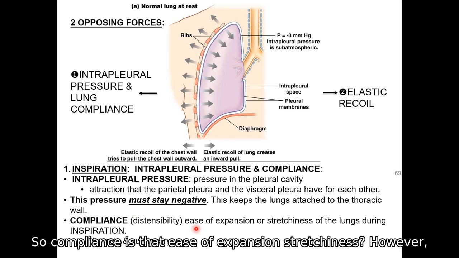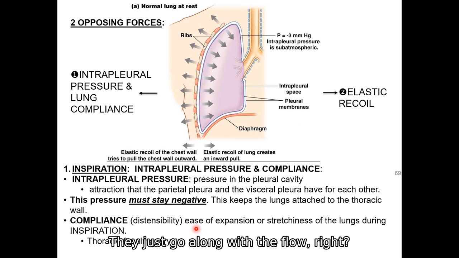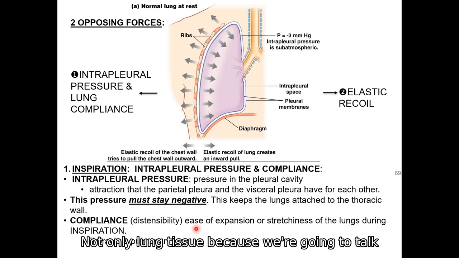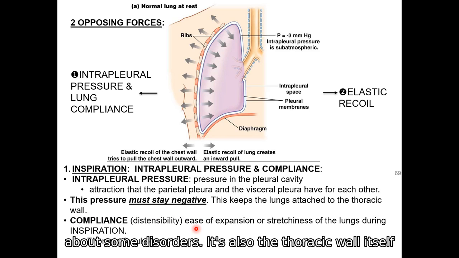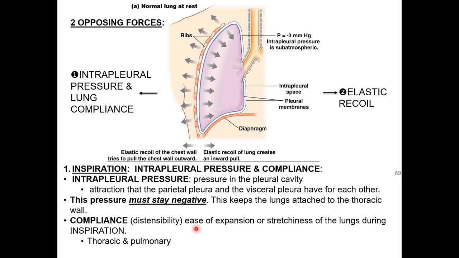So compliance is that ease of expansion, stretchiness, however you want to think of that word. If someone's compliant, they just go along with the flow, right? Not only lung tissue, because we're going to talk about some disorders, it's also the thoracic wall itself. Okay, so there's some structural deformities that can also impact breathing.